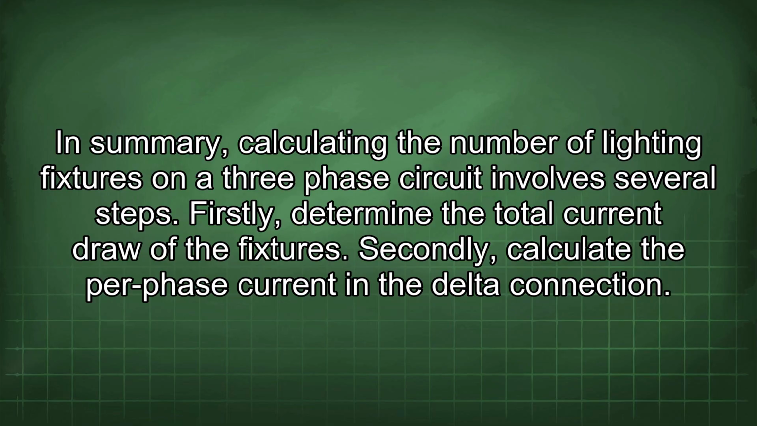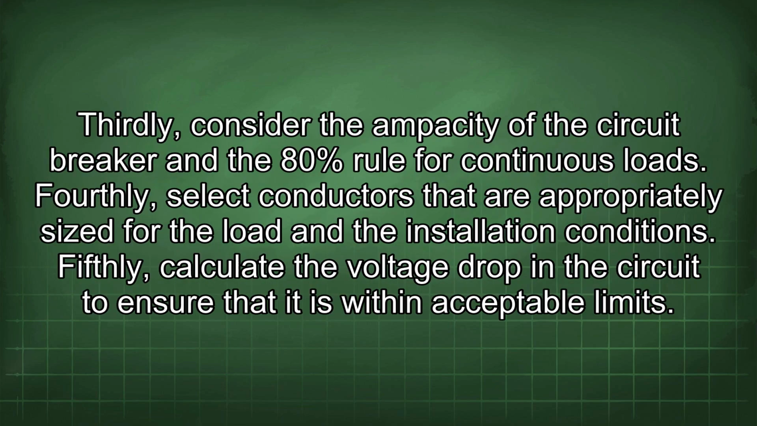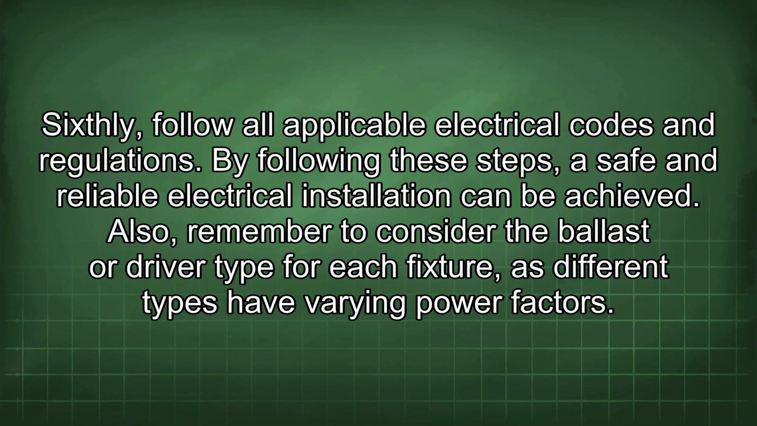In summary, calculating the number of lighting fixtures on a three-phase circuit involves several steps. Firstly, determine the total current draw of the fixtures. Secondly, calculate the per-phase current in the delta connection. Thirdly, consider the ampacity of the circuit breaker and the 80% rule for continuous loads. Fourthly, select conductors that are appropriately sized for the load and the installation conditions. Fifthly, calculate the voltage drop in the circuit to ensure that it is within acceptable limits. Sixthly, follow all applicable electrical codes and regulations. By following these steps, a safe and reliable electrical installation can be achieved.